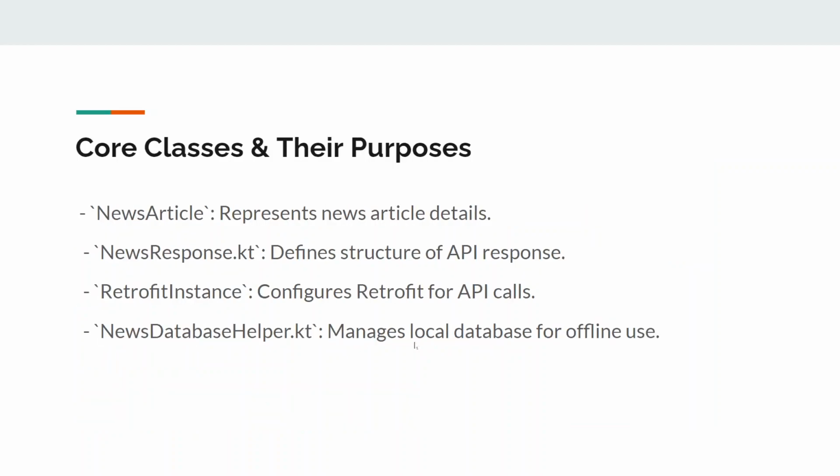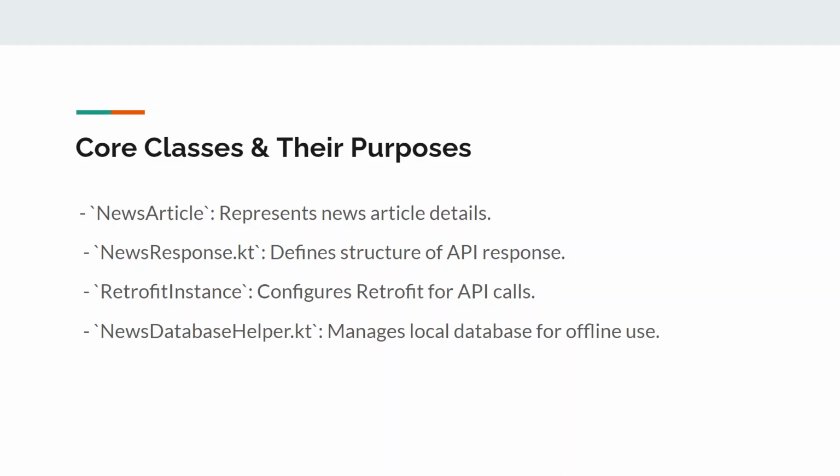What are the core classes and their purposes we are using? First of all, we are using the news article. News article is basically a class, called a data class. And we are also using the news response Kotlin file. When we hit an API, we get some response from the server, and we are storing it in the news response Kotlin file. And we have also created the retrofit instance. Retrofit is the basic library that we are using for hitting the API, connecting the front end to the backend, so our app can interact with the backend services as well.